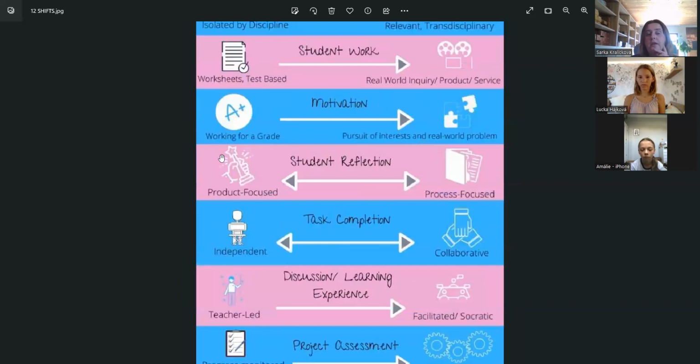Okay, so the next one is motivation. Before, the students were working for grades, and now we are trying to work from motivation and to solve real-world problems. So how does the card system help you to think about real-world problems?